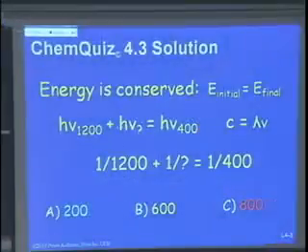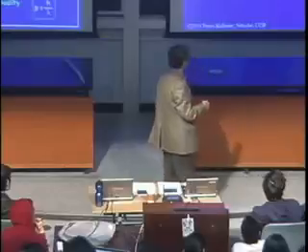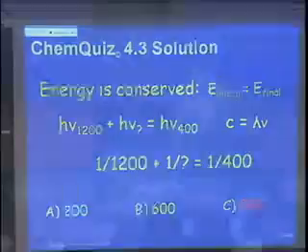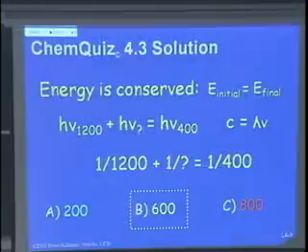Here comes c over lambda. Then you have h and c up in the numerator. You can cancel this. So you have 1 over lambda, okay? 1 over x equals 1 over 400 minus 1 over 1200, okay? So 3 over 1200 minus 1 over 1200. The common denominator is 1200. 3 over 1200 minus 1 over 1200 is 2 over 1200, or 1 over 600. Okay, good. We got that right.